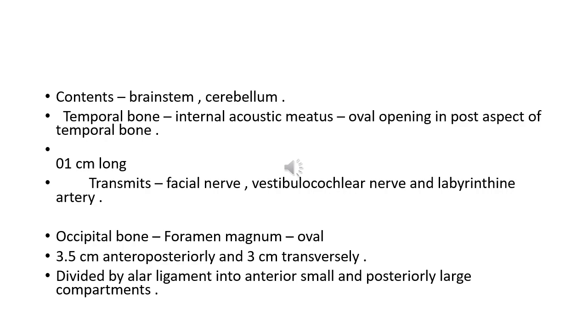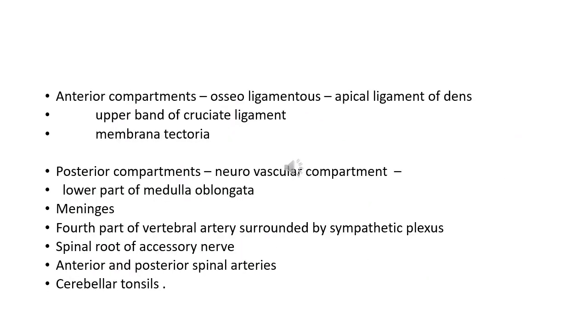It is divided by a ligament known as the alar ligament into an anterior small and a posterior large compartment. Now, what are these two compartments of the foramen magnum? The anterior compartment is basically osteoligamentous, containing the apical ligament of the dens, the upper band of the cruciate ligament, and the membrana tectoria.